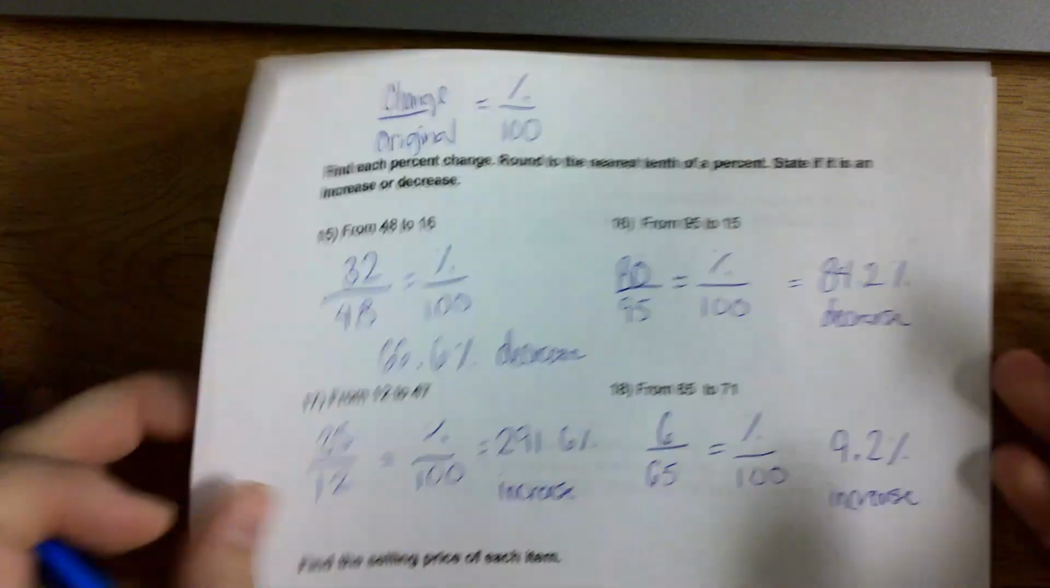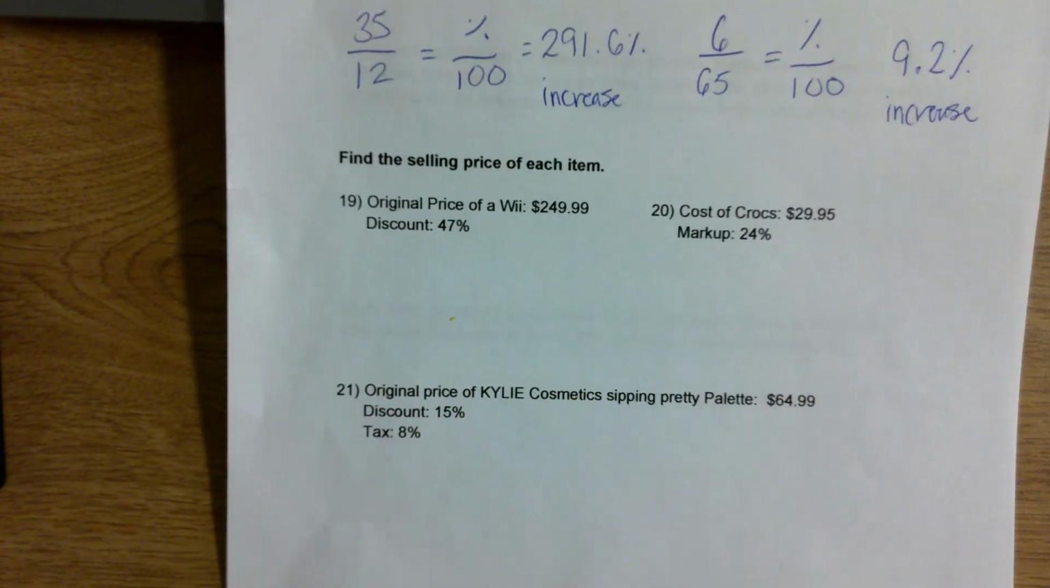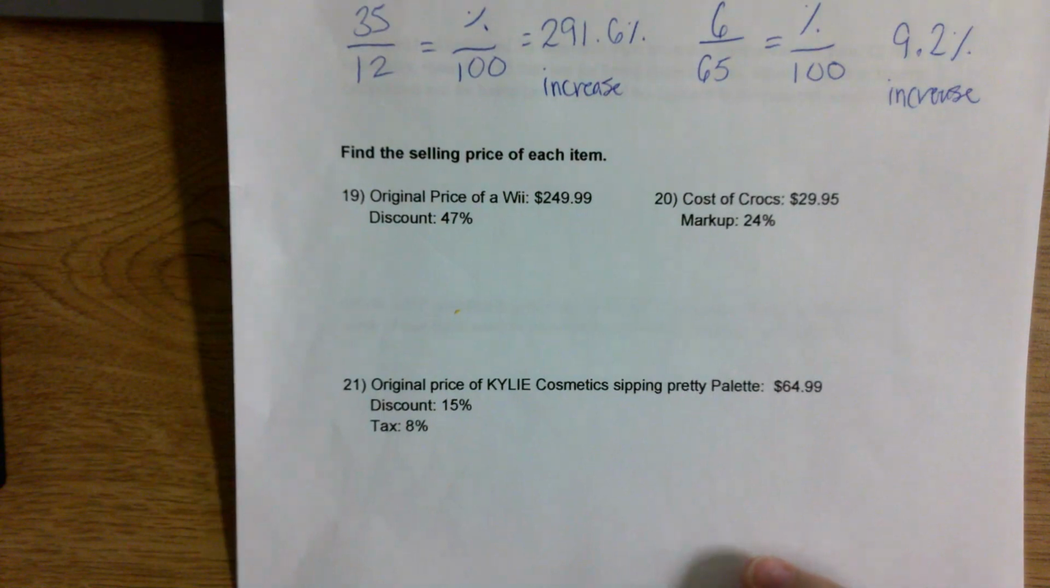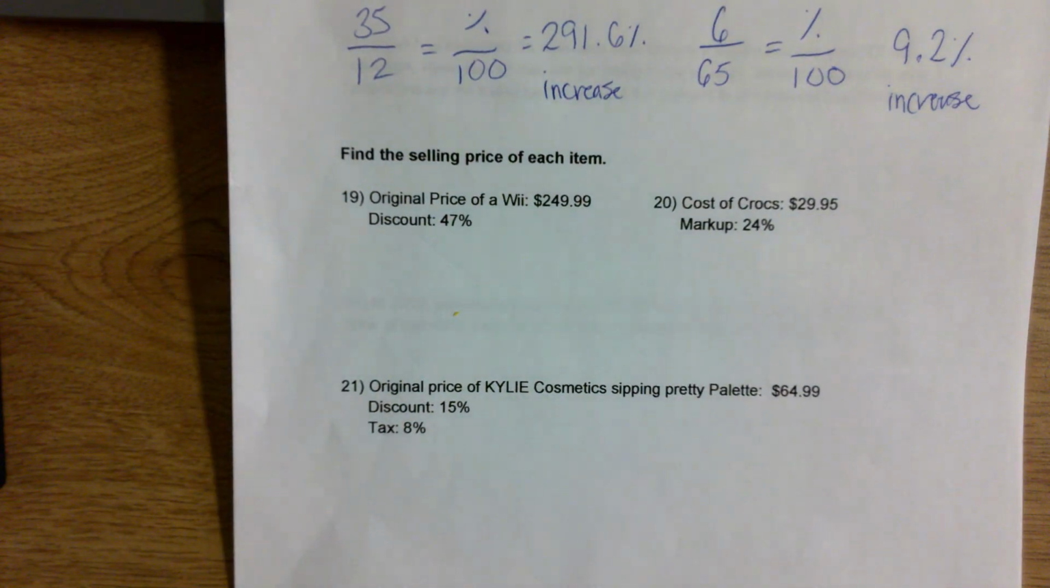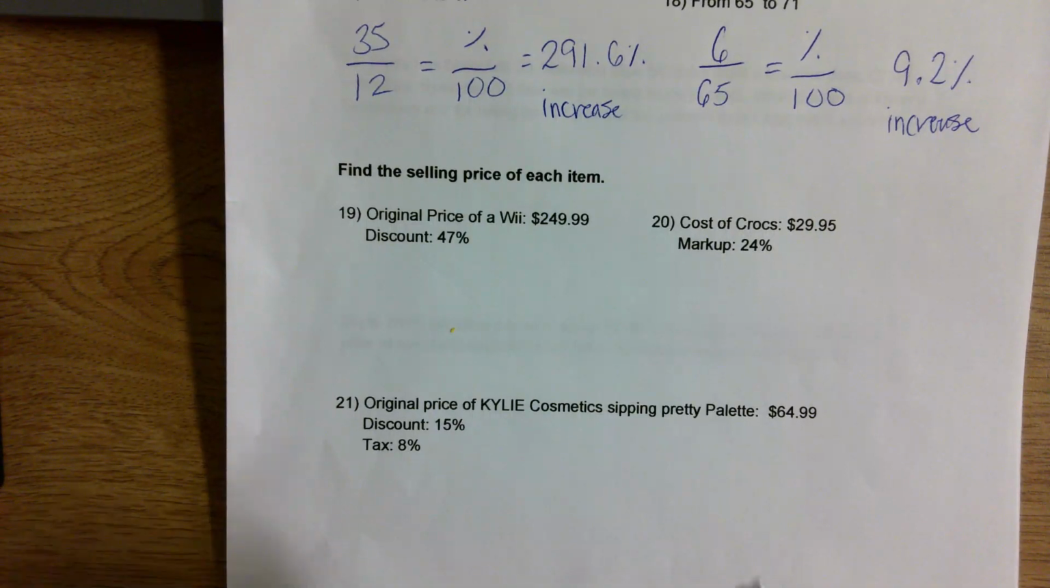All right, let's look at selling prices. This one's a little more complicated because we have a two-step problem. We are going to have to find the discount and then find the selling price. So if you remember, I talked to you guys about discounts, markups, taxes, things like that. A discount means you're going to lower the price. A markup means you're going to raise the price. And a tax is going to raise the price. But a tax is on the end price. So you'd have to do the discount before the tax on number 21.